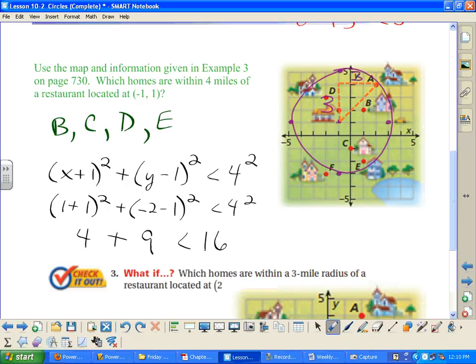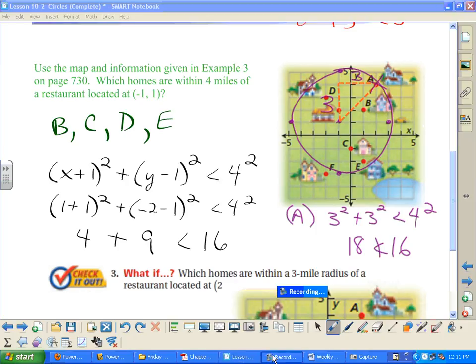So for point A, 3 squared plus 3 squared, is that less than 4 squared? Is 9 plus 9 less than 16? No. 18 is not less than 16, so A is outside of the circle, and it's too far away. So my answer would be B, C, D, and E. Does that make sense?